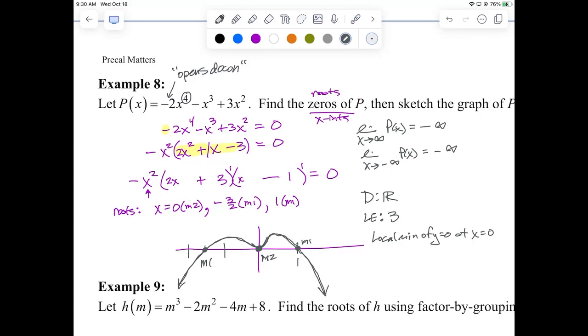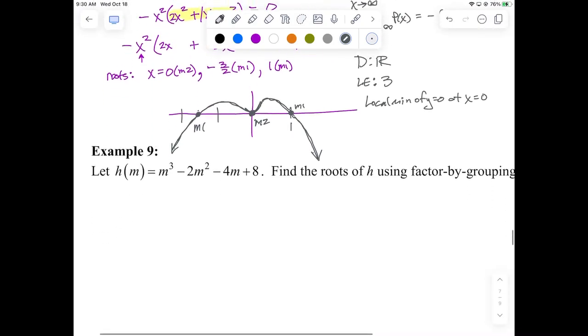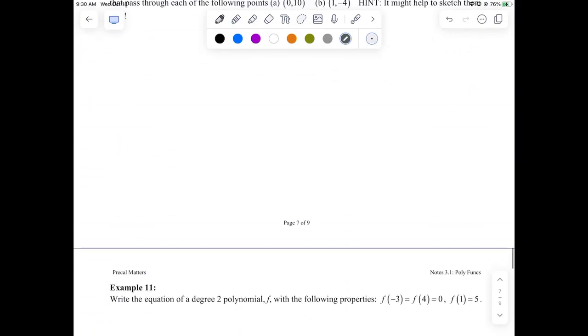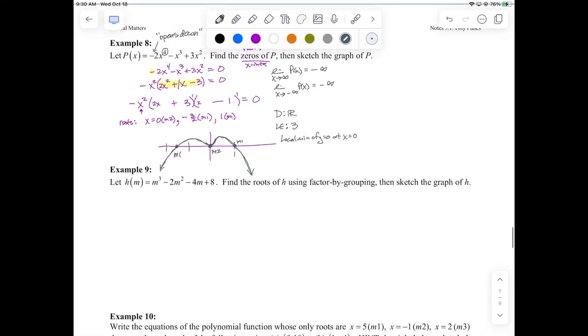Okay. So far, so good? So good so far. We got 10 more minutes. That's time for example 9. Example 9 says to let h of m equal that. Find the roots by factor by grouping, then sketch it.